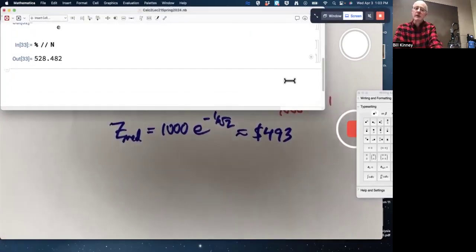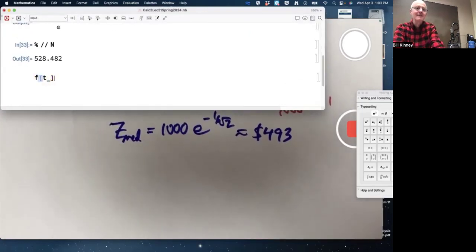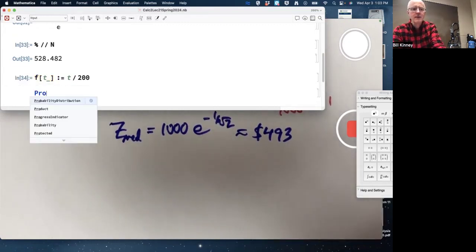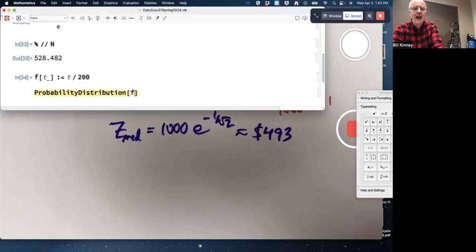I'm about to show you something really cool in Mathematica, I think. It's a way to define your own PDF, define your own distribution, and use RandomVariate still to do simulations. So I can type in the original PDF for capital T over 200, and use ProbabilityDistribution, a built-in command, with that capital F of T in here for T between 0 and 20.